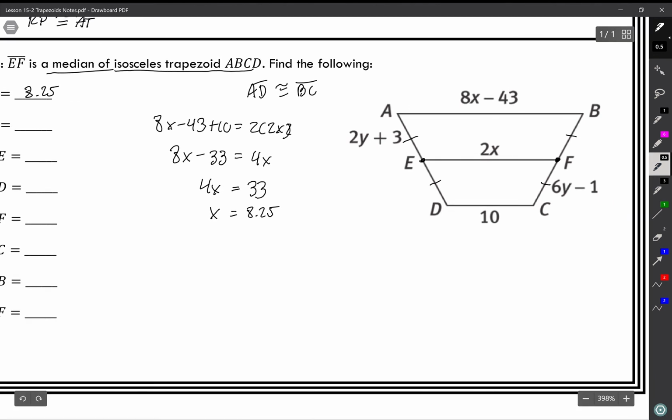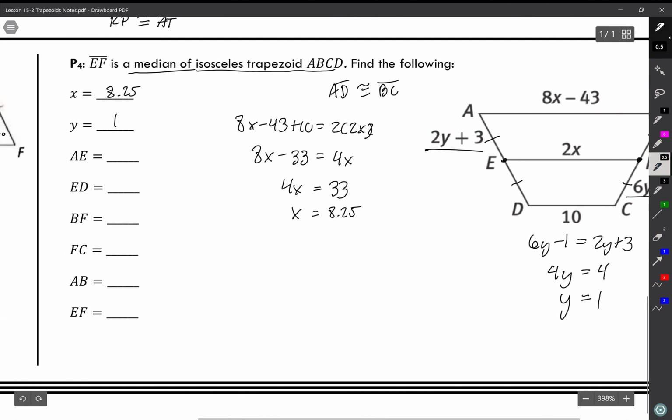All right, since I know that all 4 of these segments that I marked are equal, I have an equation that I can set up. How about 6y minus 1 is just equal to 2y plus 3. So subtract 2y from both sides, get 4y, add 1 to both sides, we get 4, so y is equal to 1.